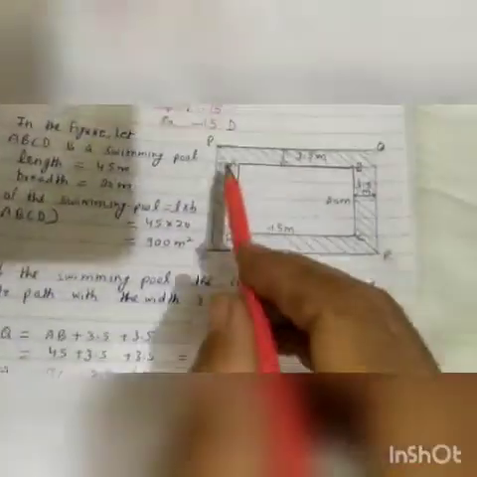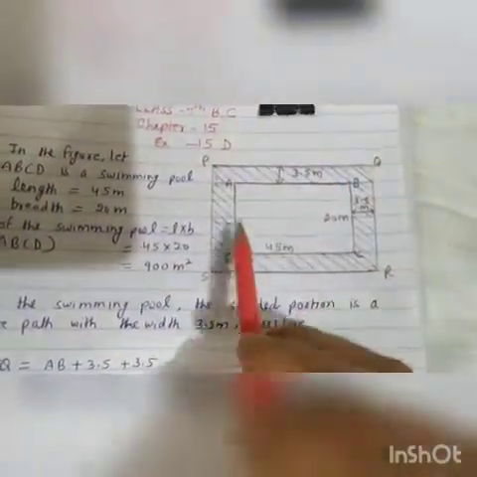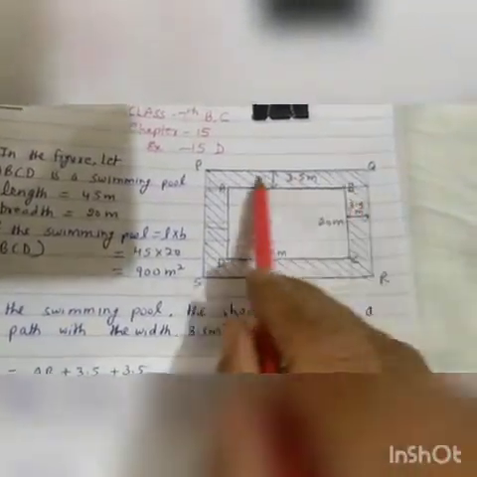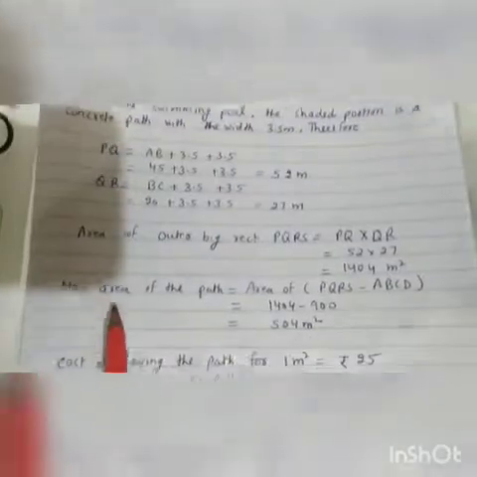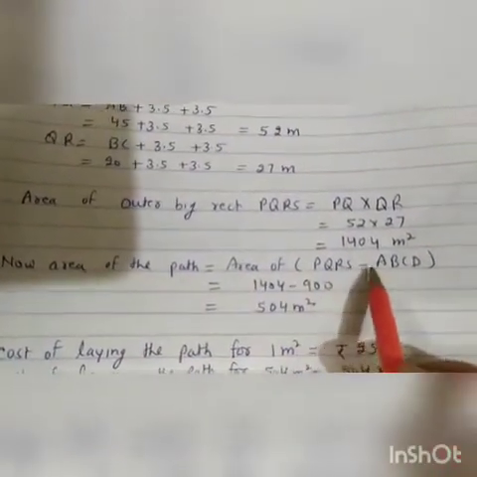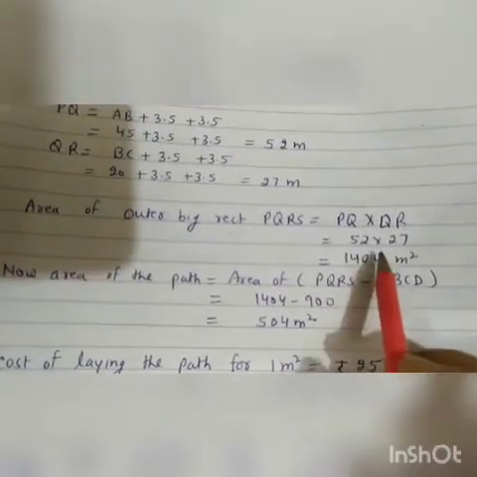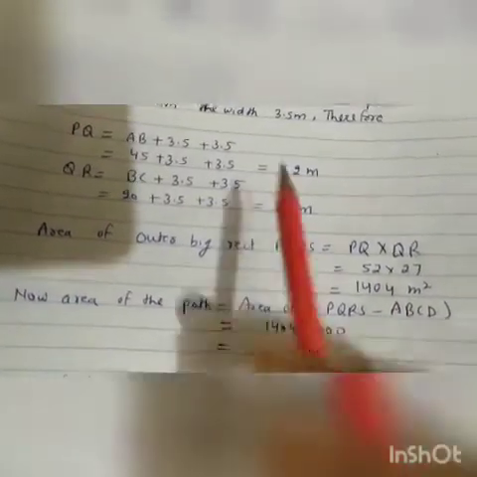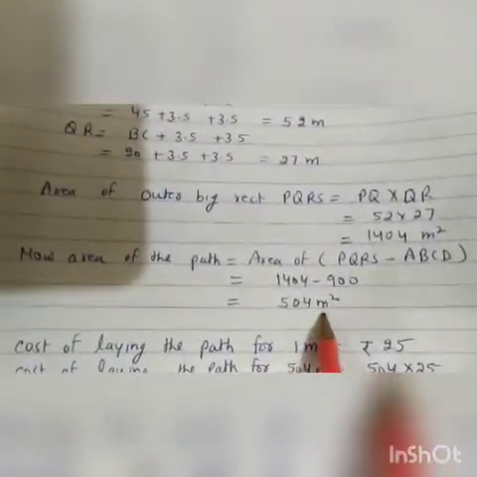Now if we subtract this inner area from this outer area, then we can get the area of the path. So area of the path is equal to area of PQRS minus ABCD. PQRS is 1404 minus 900. So it is 504 square meter.